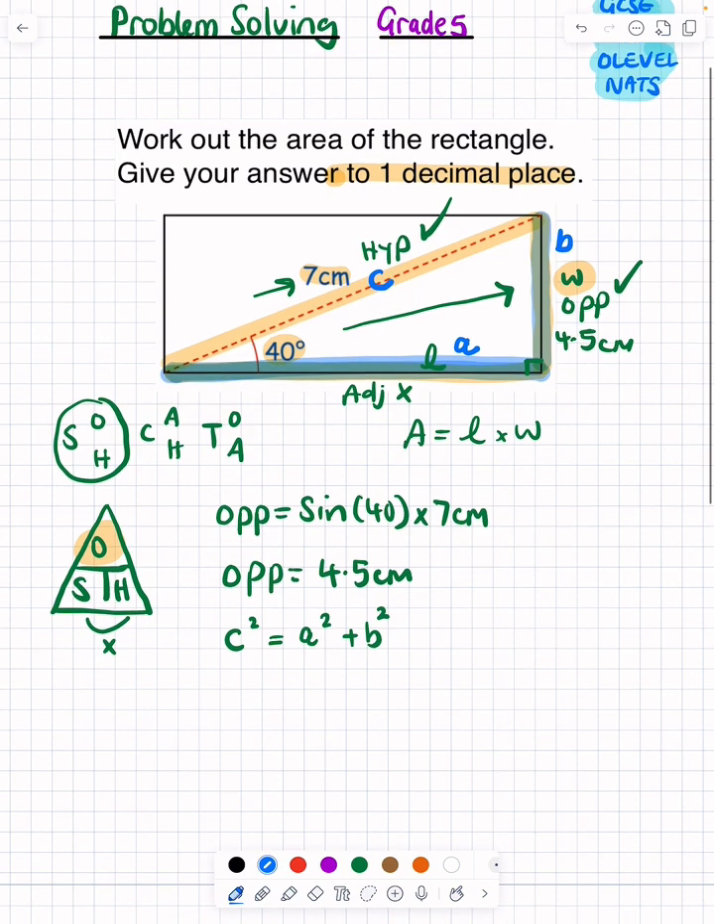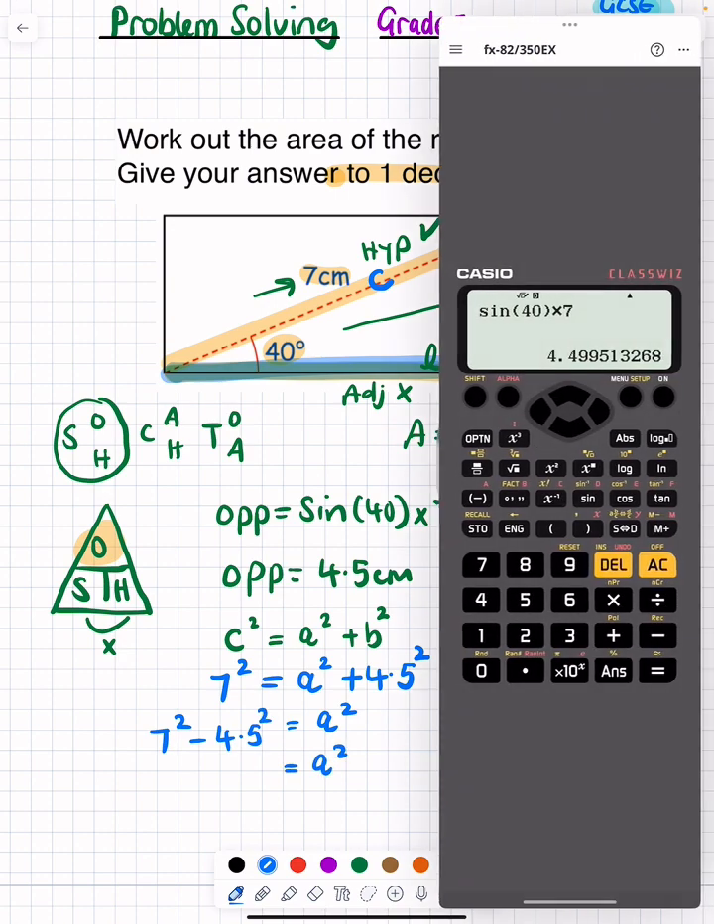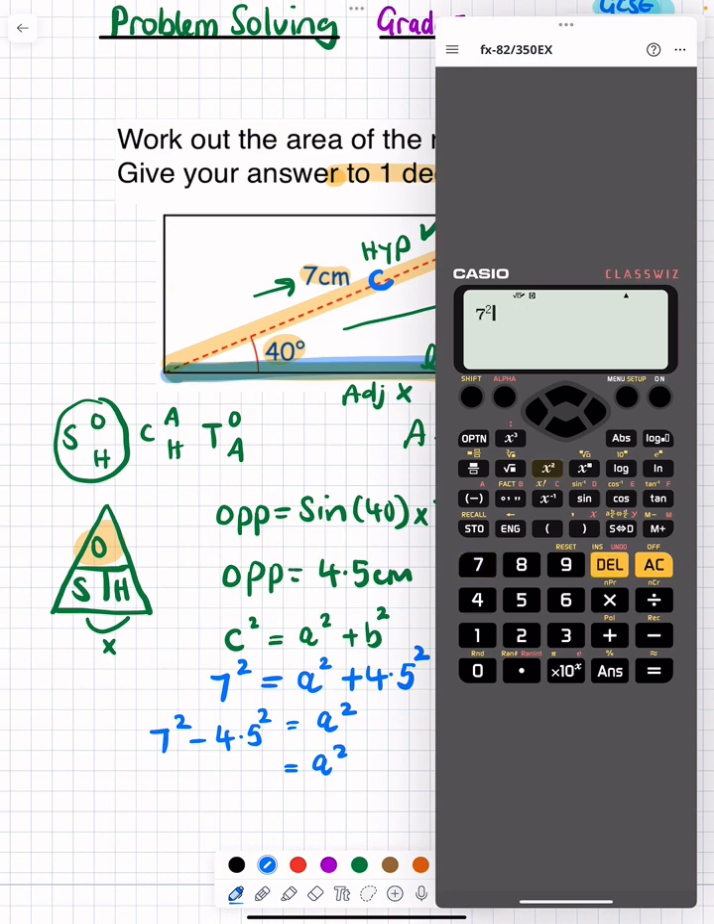So now, because I have been given the longer side already, that is going to be 7 squared equals A squared. So this is the one that I'm looking for, which is the length. And then B squared is 4.5 squared. Now I need to rearrange this formula because I'm looking for what A is. So I'm going to take away the 4.5 squared from both sides. So this will be 7 squared, take away 4.5 squared. So let's work this out. So A squared equals 7 squared, take away 4.5 squared.